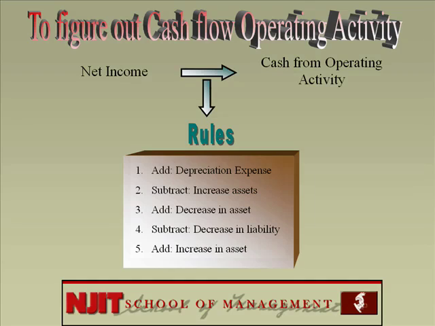First, you start with net income. To that, you add, let me repeat, you add depreciation expense. Why? Because depreciation is shown as an expense in the income statement, so it reduces profits. But it's not a cash payment. You don't pay anybody depreciation, so you have to add it back.